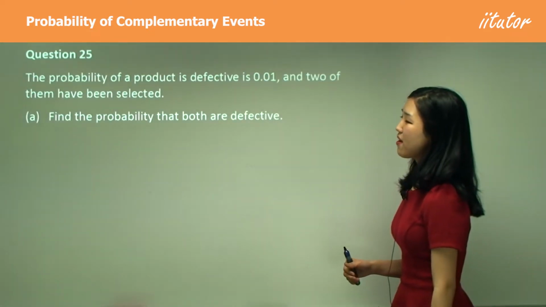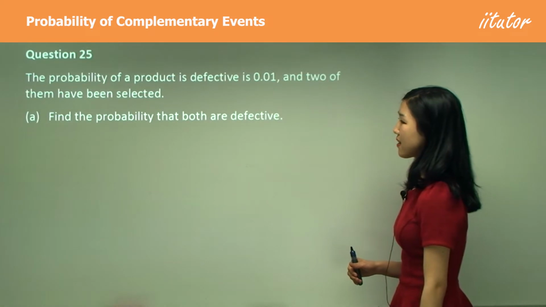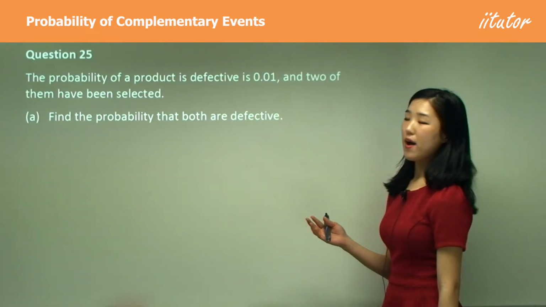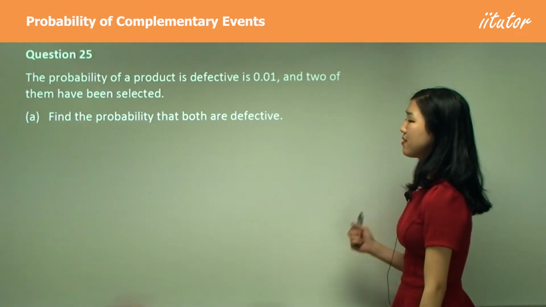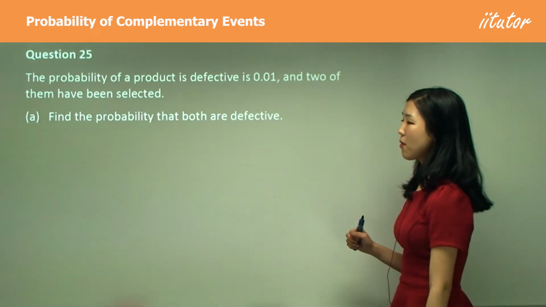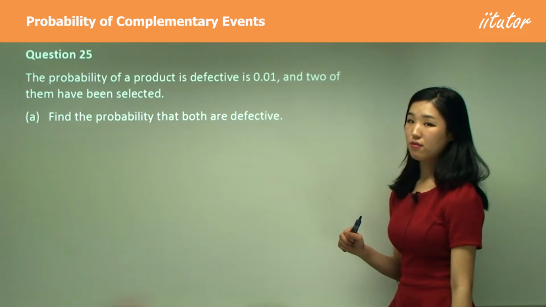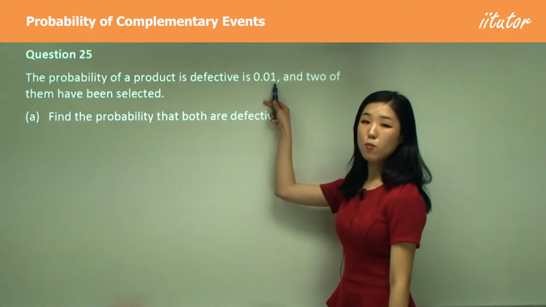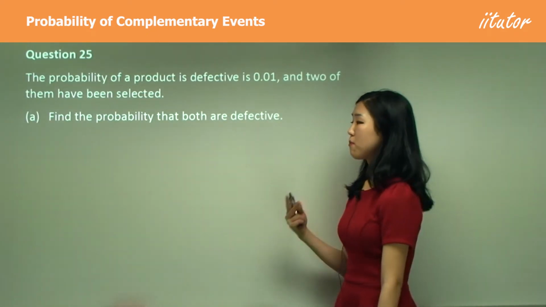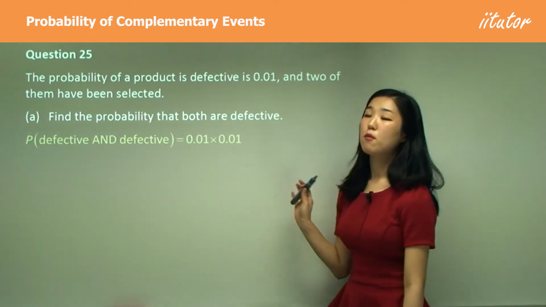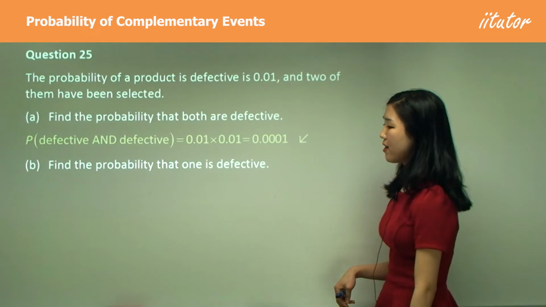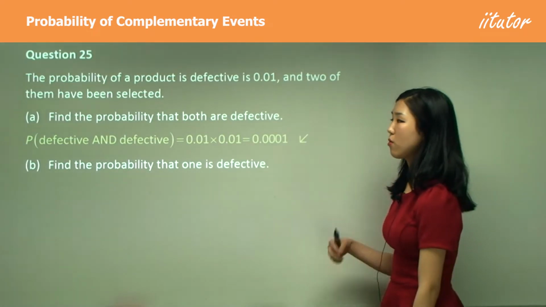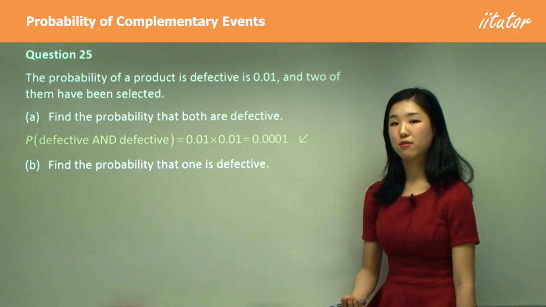Question 25, the probability that a product is defective is 0.01. So it could be defective or it could not be defective. 2 of them have been selected. So part A, find the probability that both are defective. This is the probability of having one product be defective, so if both are defective, we simply multiply them together. And then B, find the probability that 1 is defective, which means we want 1 to be defective and the other to not be defective.